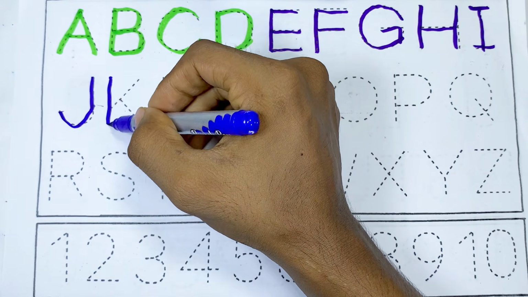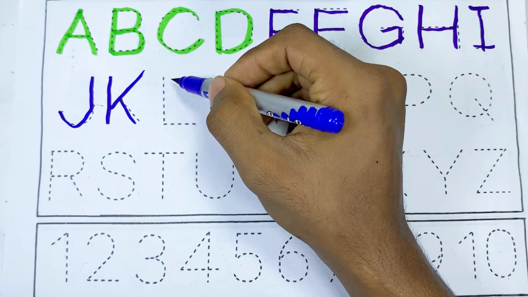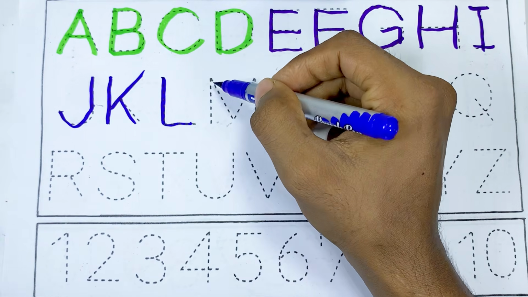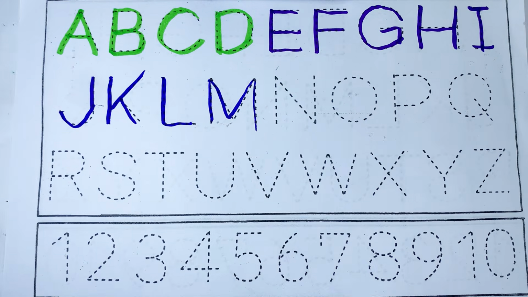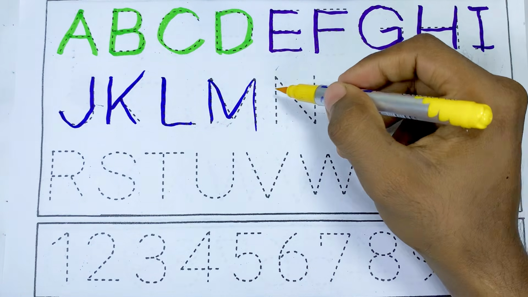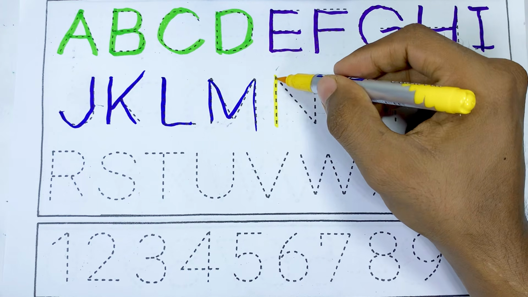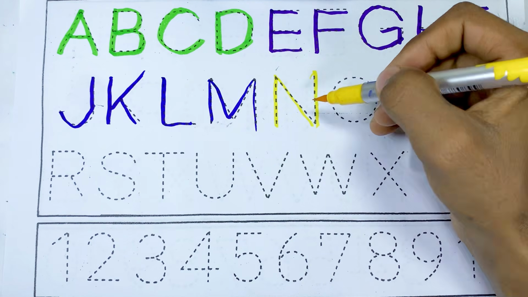J for joker. K for king. L for lion. M for moon. Kids, now you draw N. And N for nose.